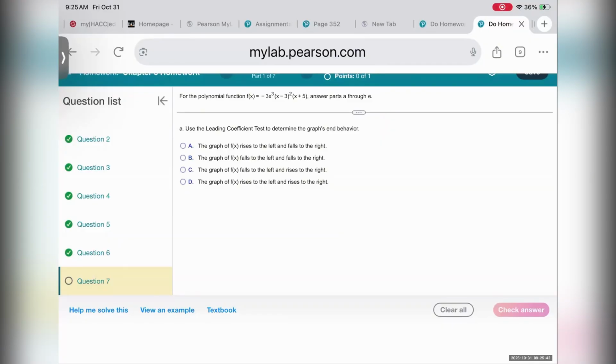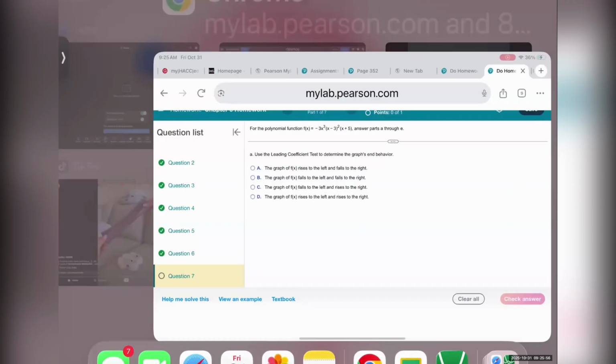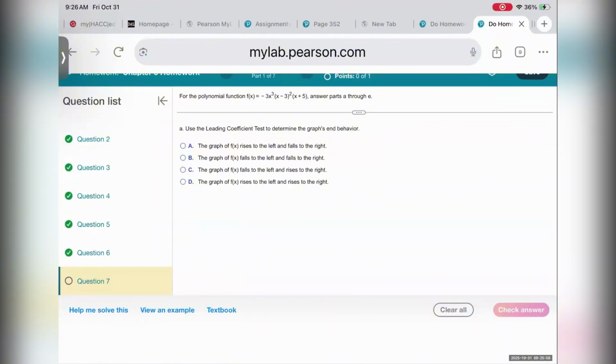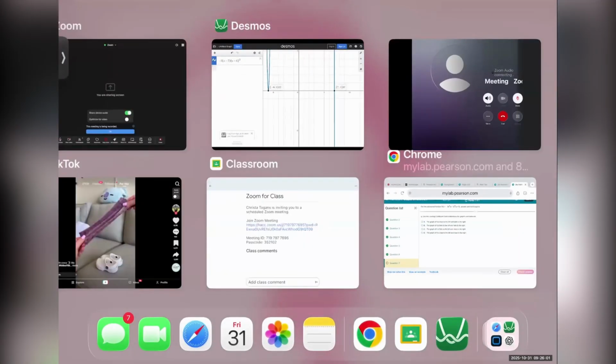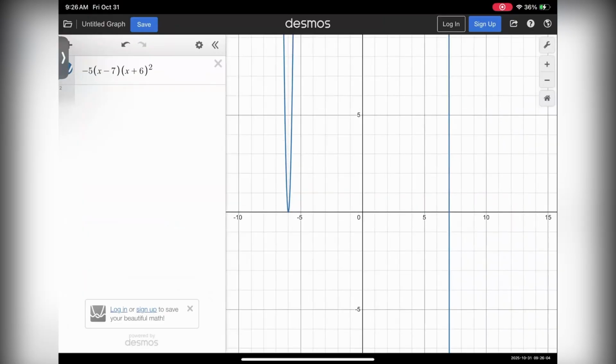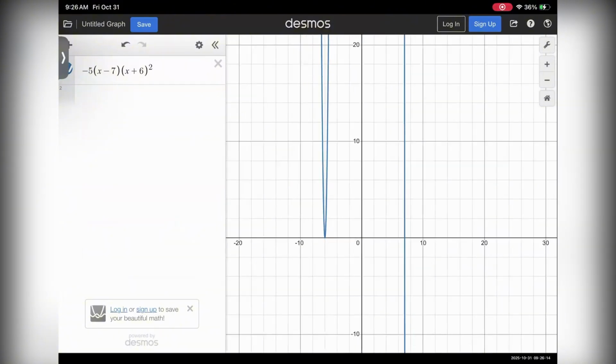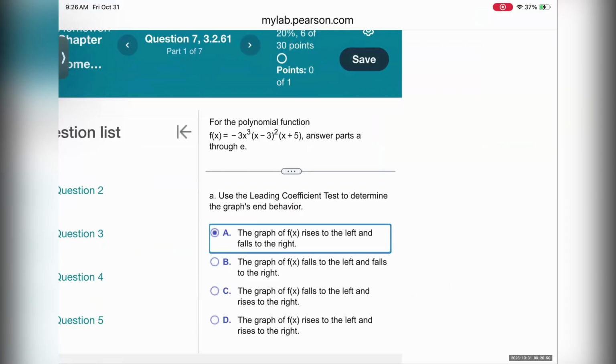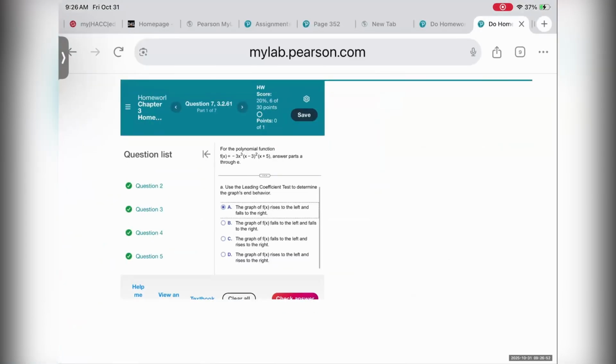So which way did it come from on the left? Or which way does it go on the left side? Does it go up or down? On the left side of the graph. Remember the graph? Okay, go ahead. Does it rise to the left or does it fall to the left? It rises to the left, falls to the right. That looks right.